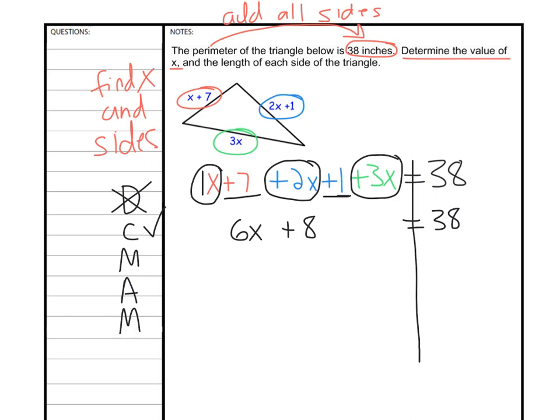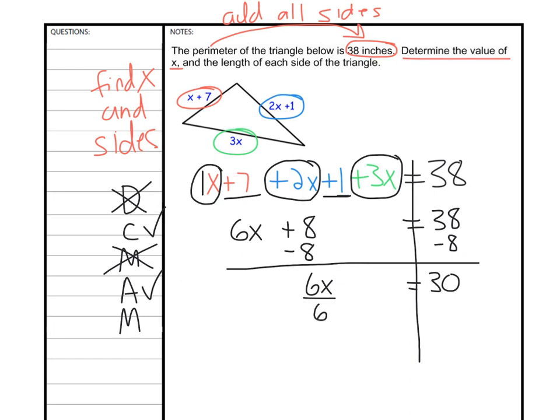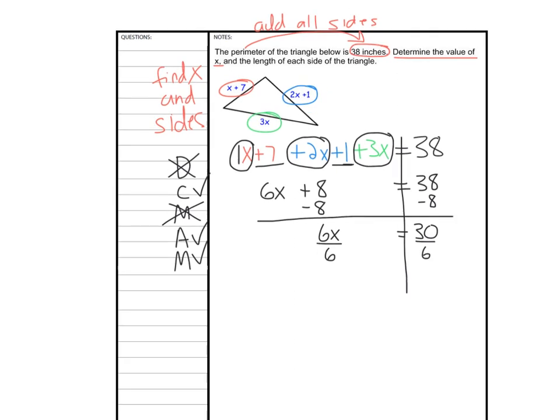M is for move variables to one side. That's already happened, so I don't need to do that. A for add and subtract, I do need to do. I need to subtract 8 on both sides. So that would turn into only 6x on this side and 30 on the right. My last M for multiply and divide, I need to do that also. I need to divide by 6 on both sides. So then I can get my final answer for x.